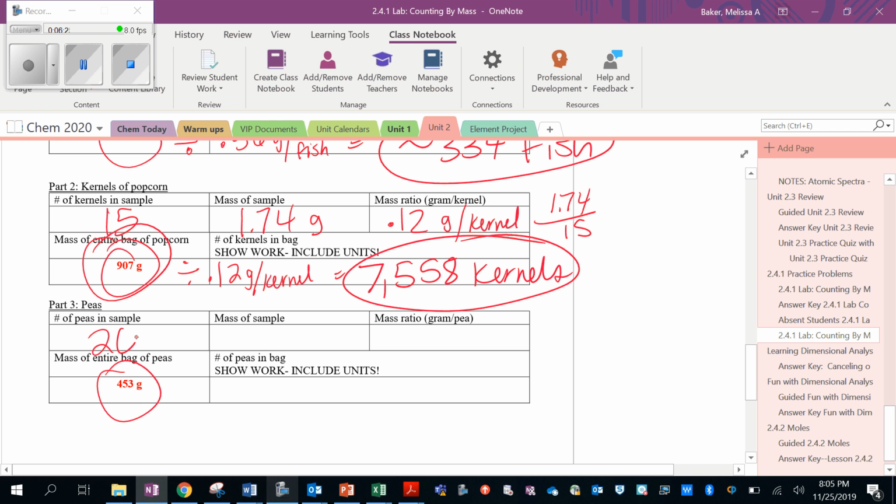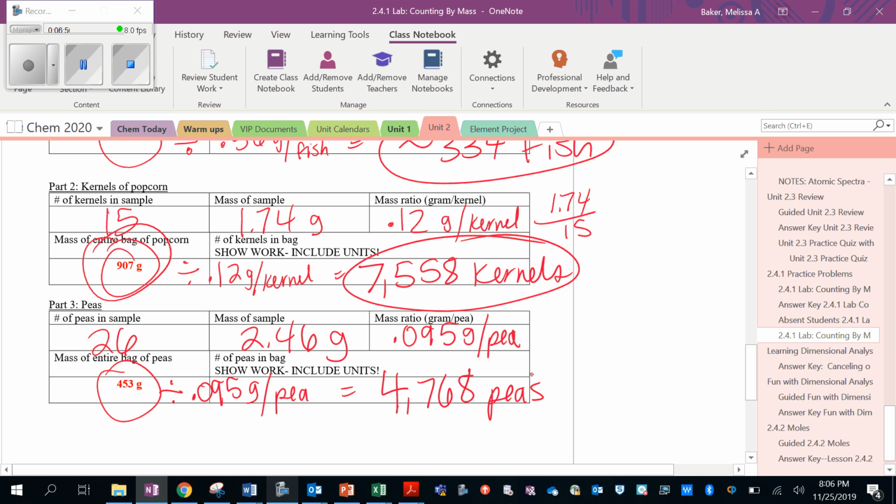And then let's say for your peas, you counted out 26 and they weighed 2.46 grams. That comes out to be a mass ratio of 0.095 grams per pea. Take the mass of the total bag of peas and divide by the 0.095 grams per pea. And that comes out to be 4,768 peas. So you can see it's the same process every time.